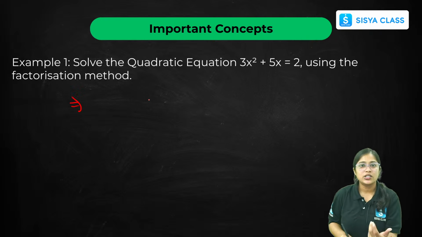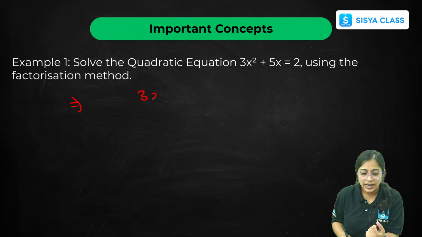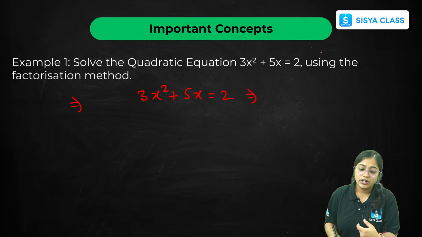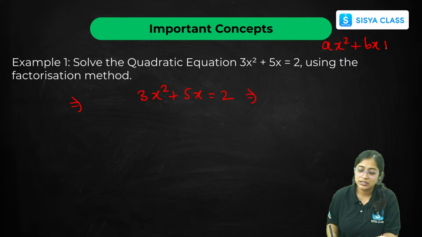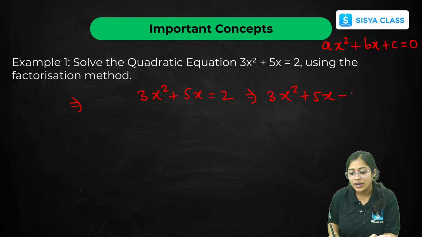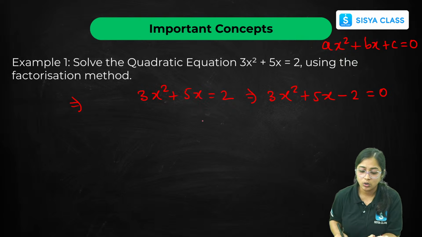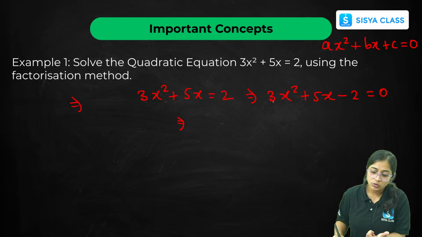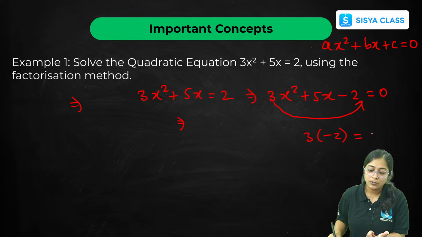Let's suppose you have this quadratic equation, 3x square plus 5x equal to 2, okay? What was the first task? To convert our quadratic equation into the form ax square plus bx plus c equal to 0. After converting this, what will you get? 3x square plus 5x minus 2 equal to 0, right? Now after this, we will do factorization here. First we multiply 3 into minus 2, and we get minus 6.